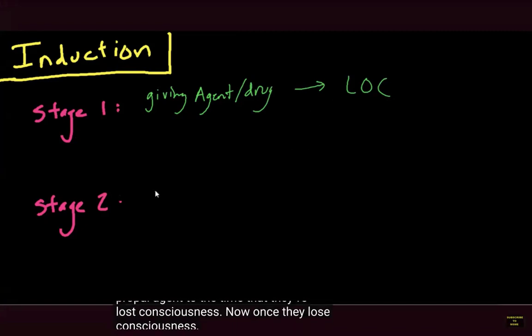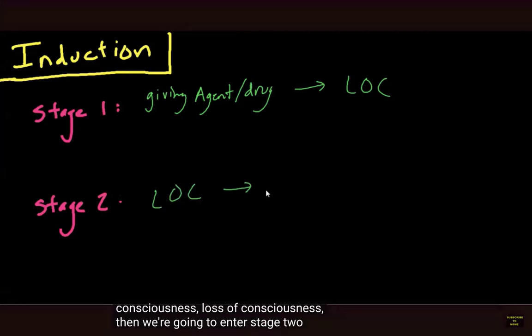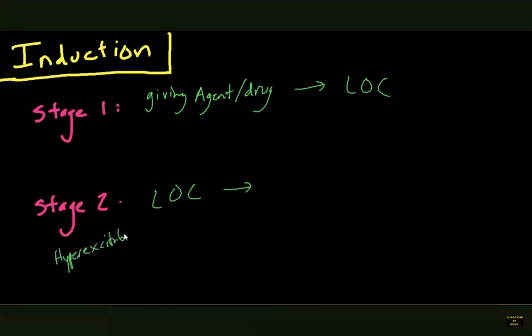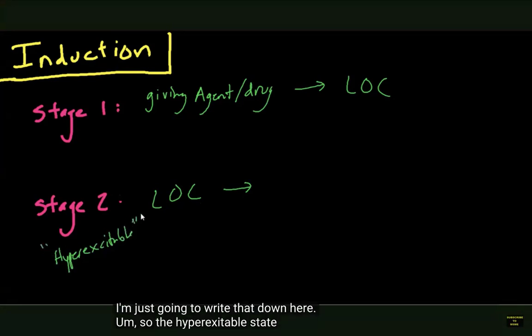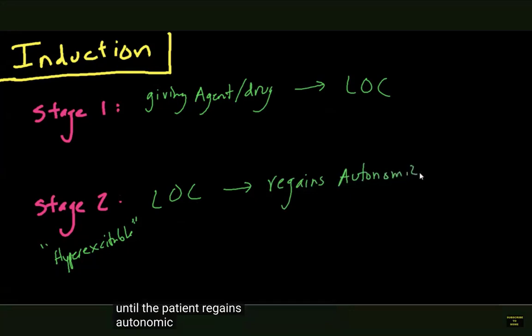Now, once they lose consciousness, then we're going to enter stage 2 of anesthesia. This is called the hyperexcitable state. I'm just going to write that down here. So the hyperexcitable state, typically, it's pretty short in induction. It's the time between loss of consciousness until the patient regains autonomic stability.